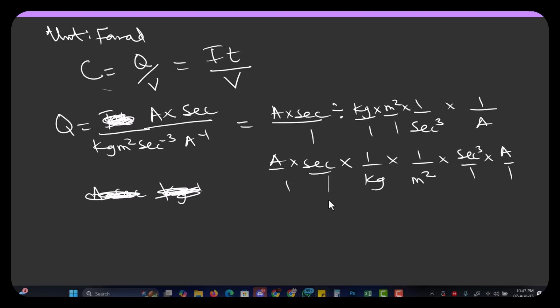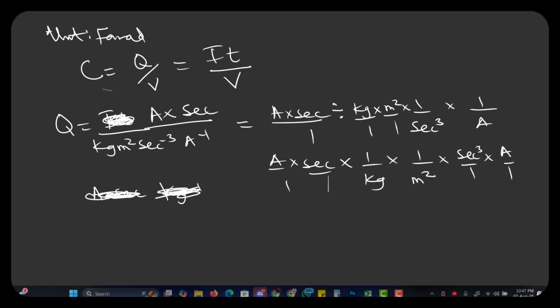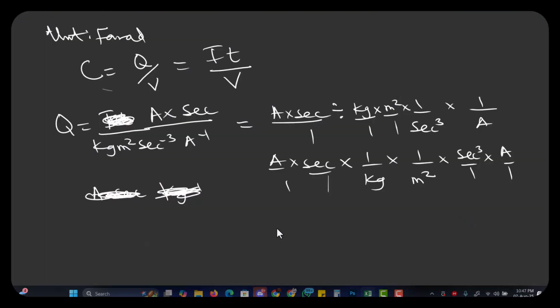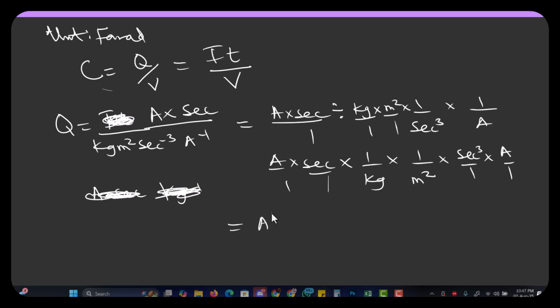So I'll combine everything now. By the time I combine everything here, what am I going to have? Let me look for all the things that I have here. I have another A here. Combine A, I'm going to have A squared. Second times second cube is going to give you second raised to the power of 4.